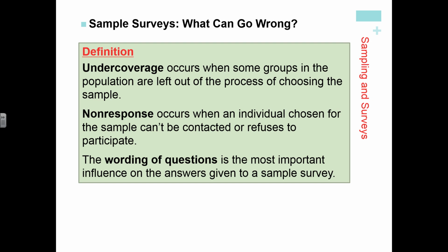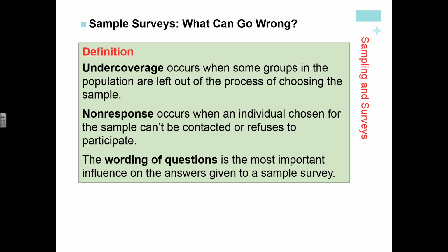Non-response is basically when whoever you're trying to reach for the sample can't be contacted, or maybe they refuse to participate. So for instance, you guys know how sometimes you're sitting at home and those people call your house and they want to ask you questions and you're like, yeah, not now, and hang up the phone on them. That would be a refusal to participate. That's a non-response. Or maybe your phone was off when they called you for your survey. So any of those would be non-response.